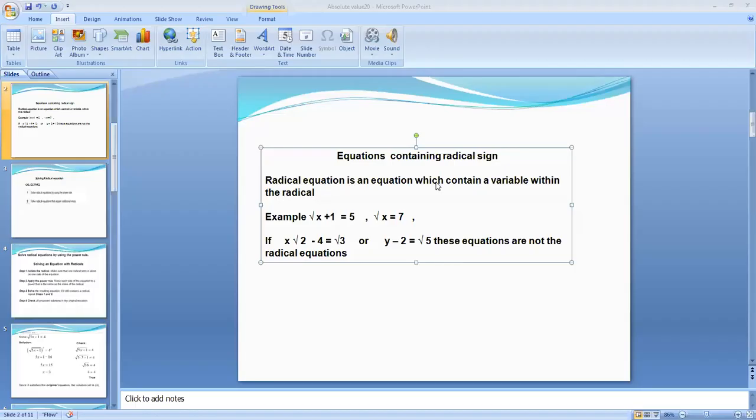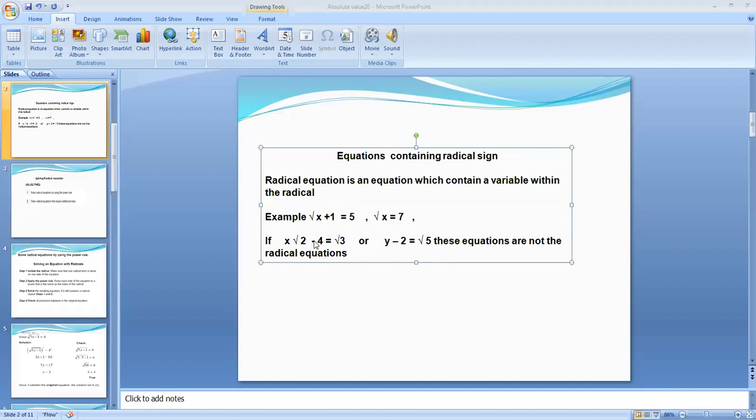Today we are going to learn equations containing radical sign. What is a radical equation? A radical equation is an equation which contains a variable within the radical sign. For example, √(x+1) = 5 and √x = 7. These are examples of radical equations in which a variable is under the root sign.